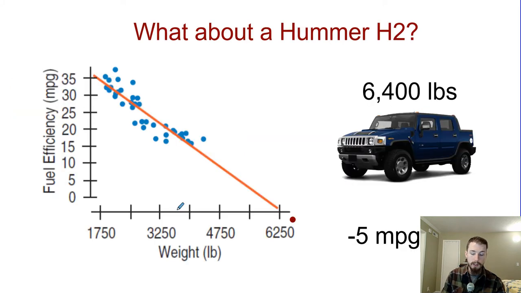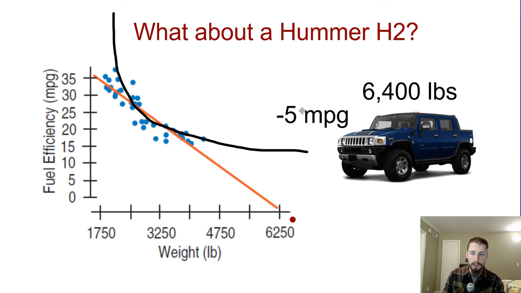So let's look at the Hummer H2. The Hummer H2 is a very, very heavy vehicle at 6,400 pounds, way heavier than anything within our domain or within our actual data here. So we are definitely extrapolating. The reason the model is breaking down is because it is based on this data, which tends to suggest the fuel economy will approach 0, but you can't have anything less than 0, right? With the Hummer, the model would actually give us a fuel economy of -5 miles per gallon, which is not possible. So that's not going to work.